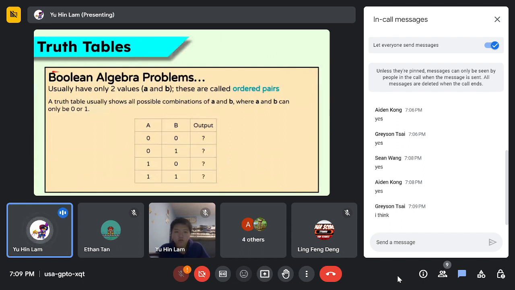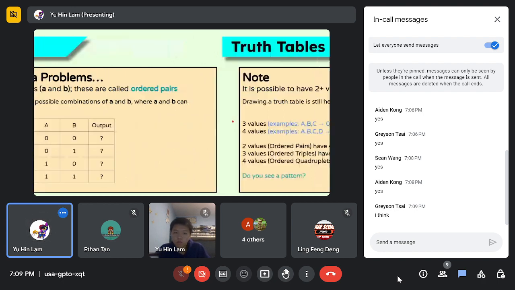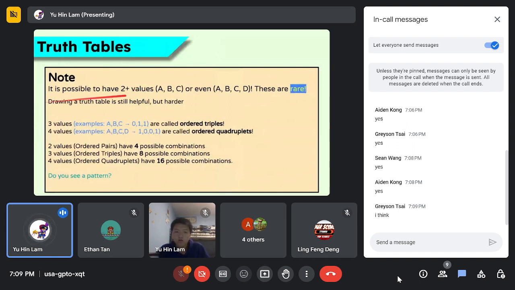For our Boolean algebra, we have truth tables. Our truth tables usually only have two values, an A value and a B value. These are what we call ordered pairs, and they're usually either zeros or ones, or, like in previous slides, false and true. A note to remember is that usually we have two, but it's still possible to have more than two.